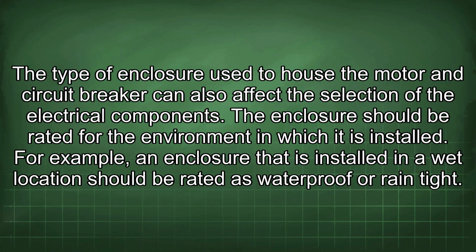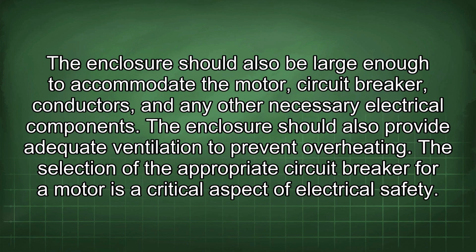The type of enclosure used to house the motor and circuit breaker can also affect the selection of the electrical components. The enclosure should be rated for the environment in which it is installed. For example, an enclosure that is installed in a wet location should be rated as waterproof or rain-tight. The enclosure should also be large enough to accommodate the motor, circuit breaker, conductors, and any other necessary electrical components. The enclosure should also provide adequate ventilation to prevent overheating.